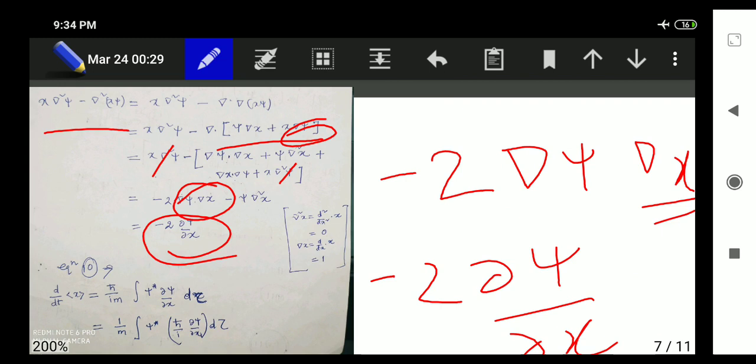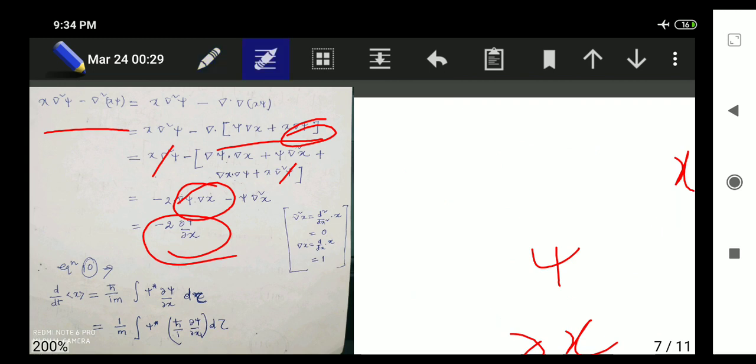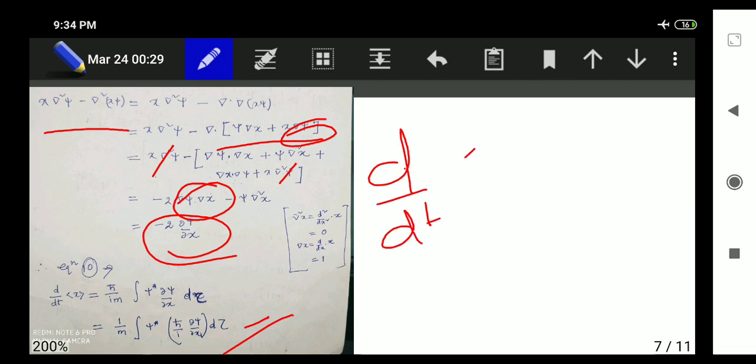Inside, if I just rearrange the things, so inside I will get 1 by m, this step, where h cross by i, or you can write minus i h cross del psi del x, which is equivalent to the momentum operator. That means what we are getting? We are getting d/dt of x is equal to 1 by m integration psi star minus i h cross del x psi d tau, which is the expectation value of momentum.